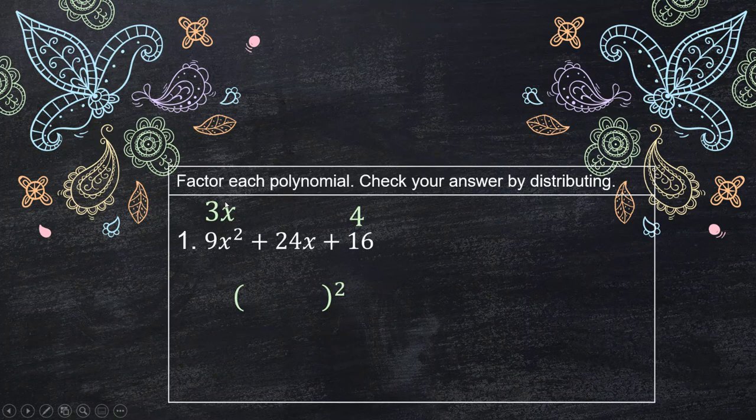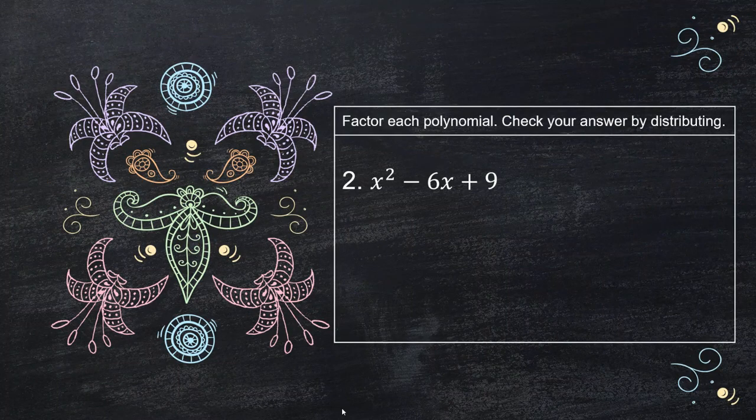Since I already wrote it up here, the square root of 9x squared will go in the binomial. And the square root of 16 will be the last term in my binomial. And then whatever sign I have here will be the same sign in my binomial. You can use your traditional methods for factoring that you already know. That will still work. This is just a shortcut to get you to the answer as fast as possible.